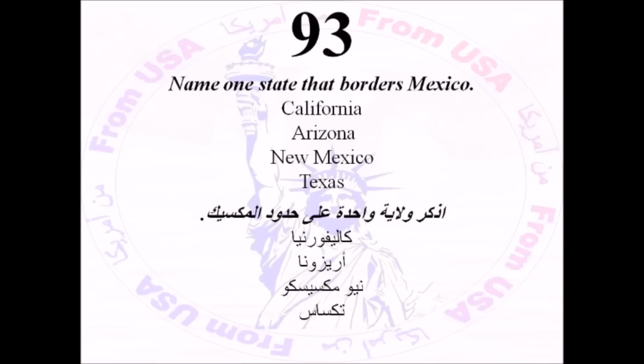93. Name one state that borders Mexico. There are 4 states that border Mexico: California, Arizona, New Mexico, Texas.